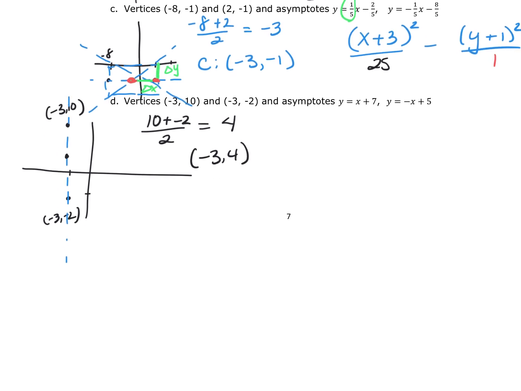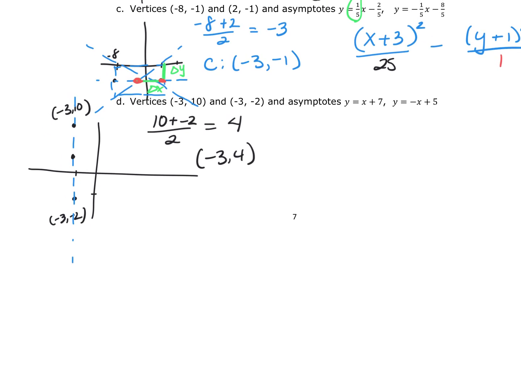Not drawn to scale. Now, my transverse axis is running parallel to the y-axis, so I know it's going to be (y minus 4) quantity squared over something, minus (x plus 3) quantity squared over something, is equal to 1. The distance I have traveled from (-3, 4) to (-3, -2), or (-3, 4) to (-3, 10), is 6. So that is going to go underneath my y.